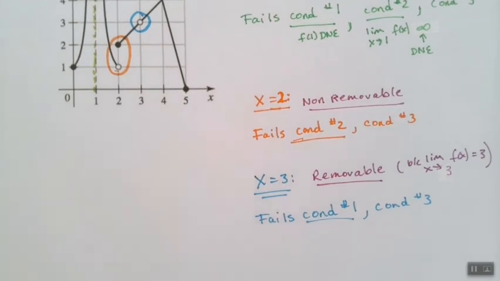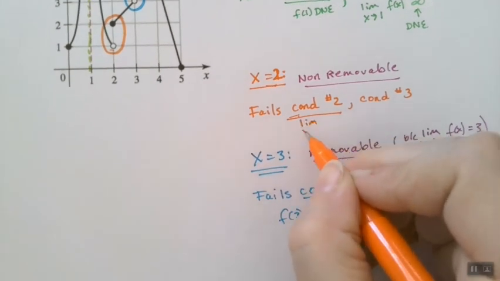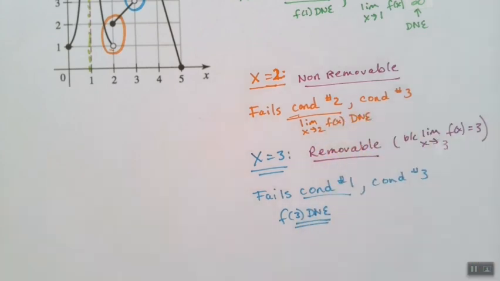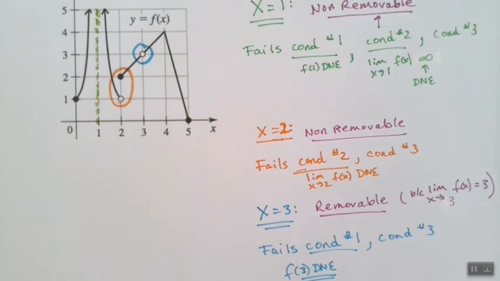So it failed condition 1 because f of 3 does not exist. This one up above failed condition 2 because the limit as x approaches 2 of f of x does not exist. Right? And then this one down here is removable because even though the function doesn't exist, there's a big open hole there, the limit did exist. And that's a removable discontinuity.